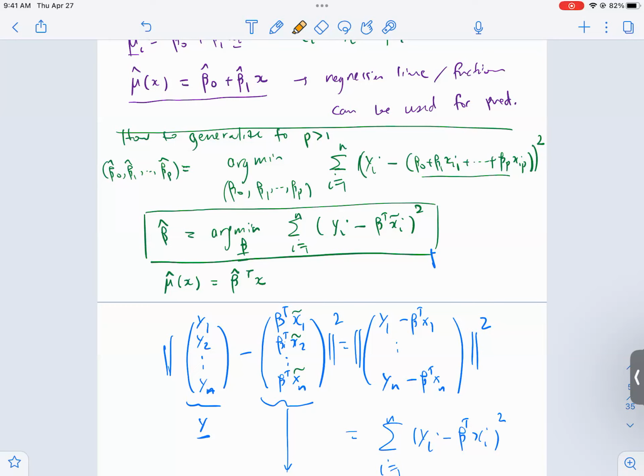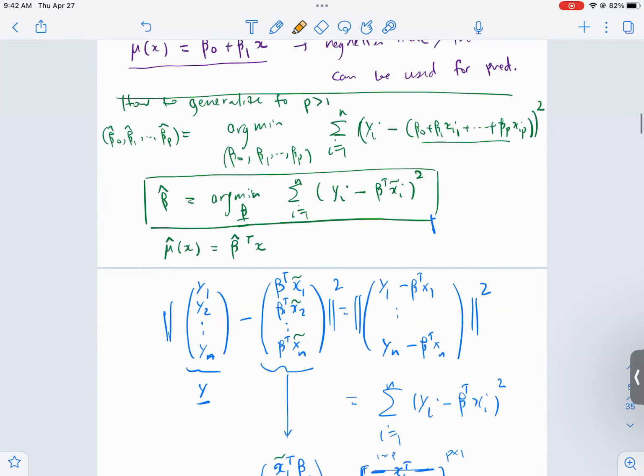And then once you have beta hat, then you can predict. So this is your regression function now. If I give you another x that you haven't seen, you plug it into this and it gives you mu hat of x, which is your prediction of the response for that x, okay? Excluding the noise. So there's going to be a noise there.